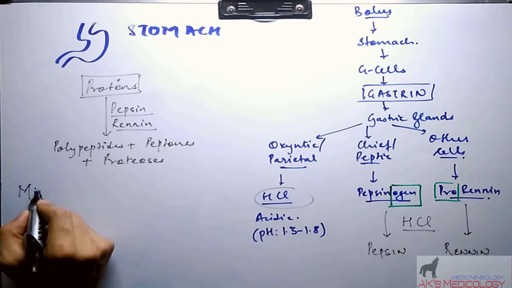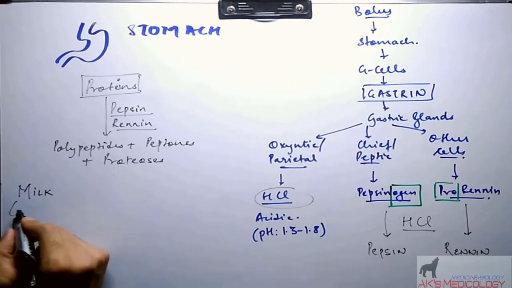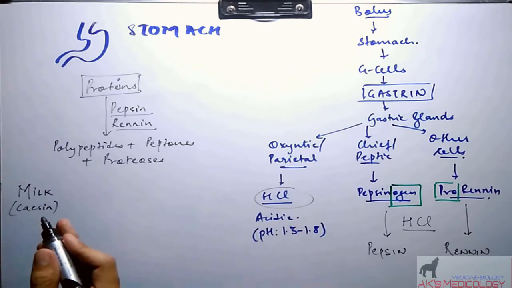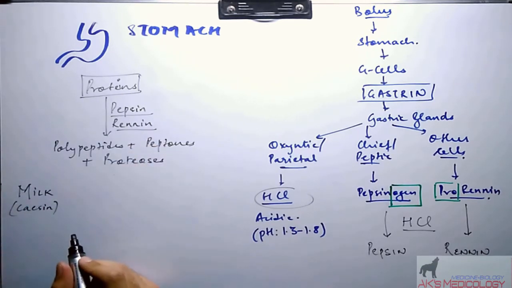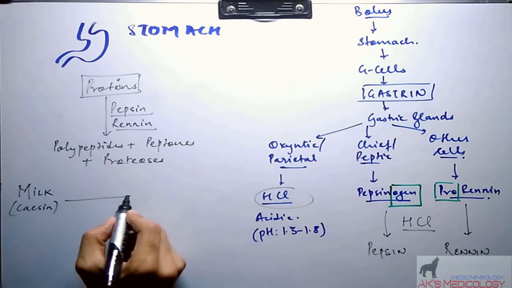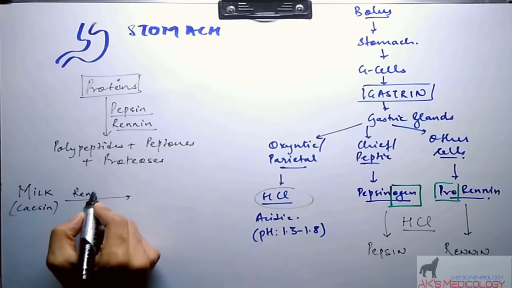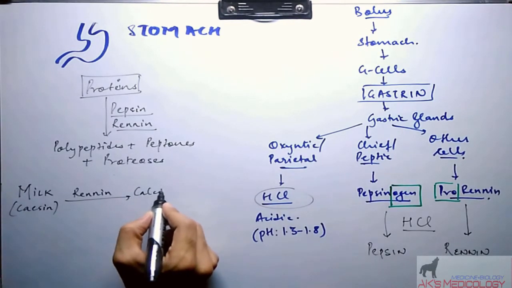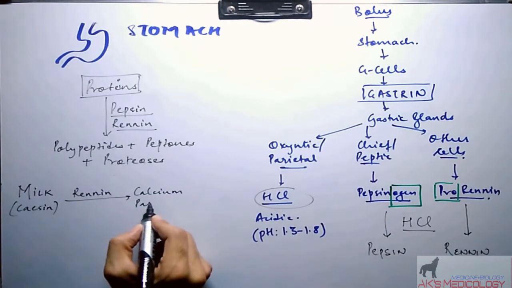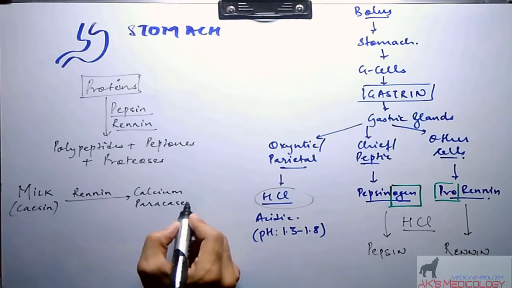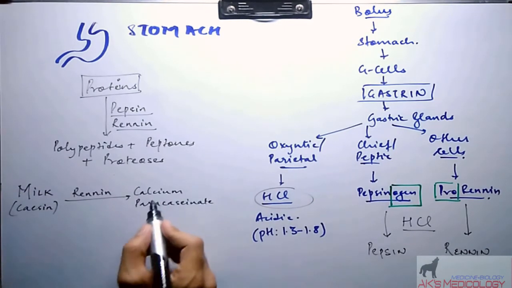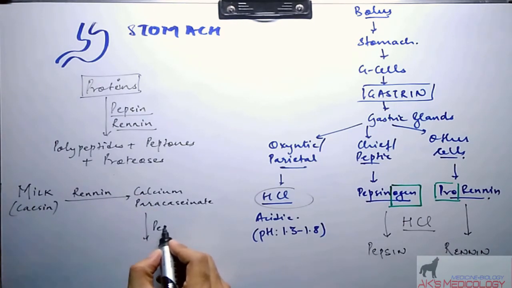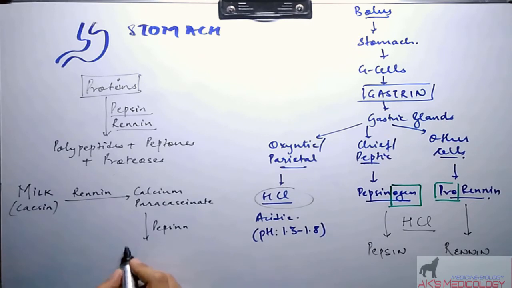Milk, which we ingest, contains a protein known as casein protein, which cannot be broken down efficiently by pepsin. Therefore, it requires a special enzyme, which is renin, which converts casein into calcium paracaseinate. This calcium paracaseinate is easily now converted by pepsin into polypeptides.